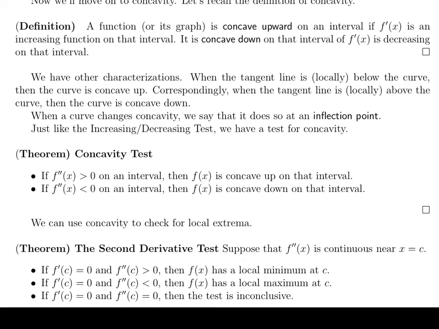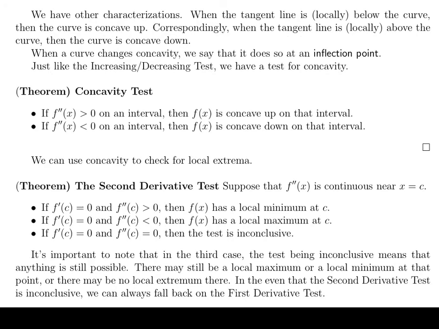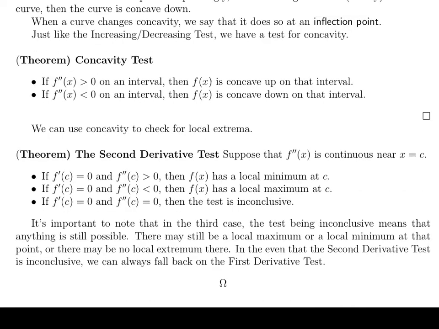On the other hand, if the first derivative is 0 and the second derivative is also 0, then the test is inconclusive. Now it's important to note that in this third case, our test being inconclusive means that anything is still possible. There may still be a local maximum or a local minimum, or there may be no local extremum there at all. Inconclusive literally means we don't know. There's no conclusion that we can reach. So even in the event that the second derivative test is inconclusive, we can always fall back on the first derivative test. Okay, that's all for now.